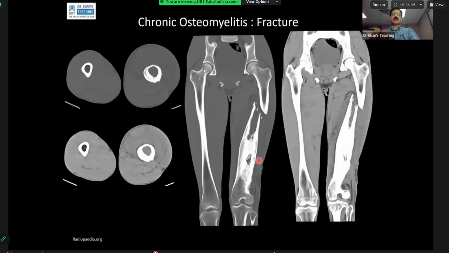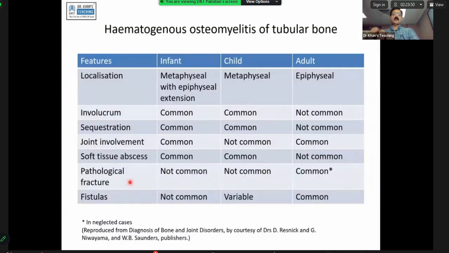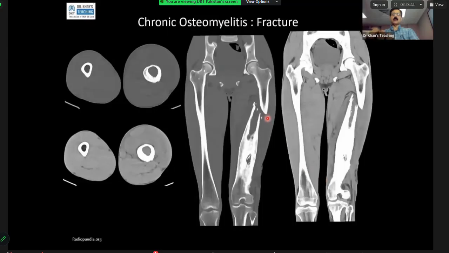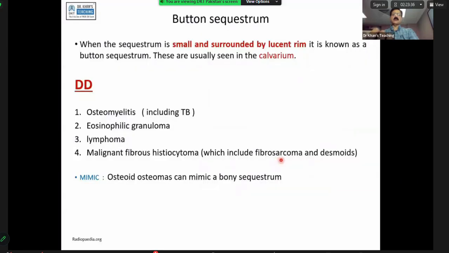So look at this case of chronic osteomyelitis, which has presented with fracture, secondary fracture. So if you go here, pathological fracture. Infant and children, not common. In adult, it is more common. This is an example where we can see thickened bone, sequestrum, and fracture here.